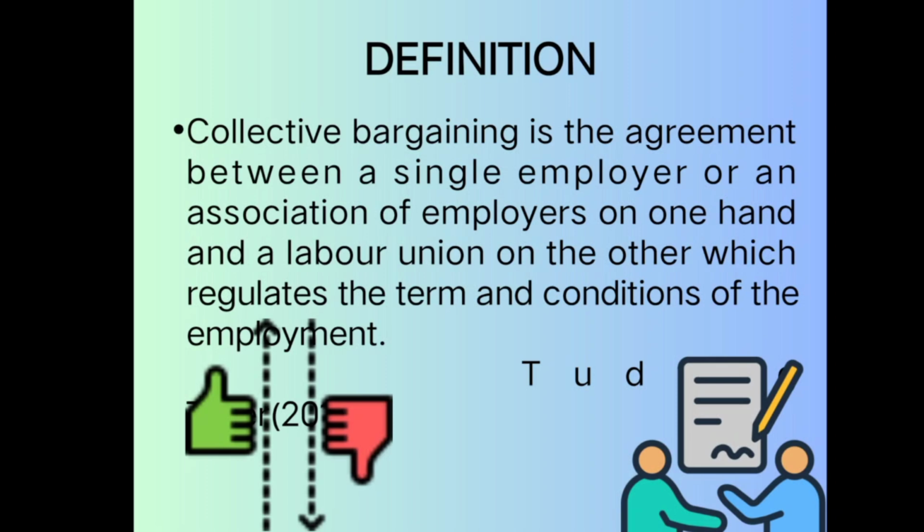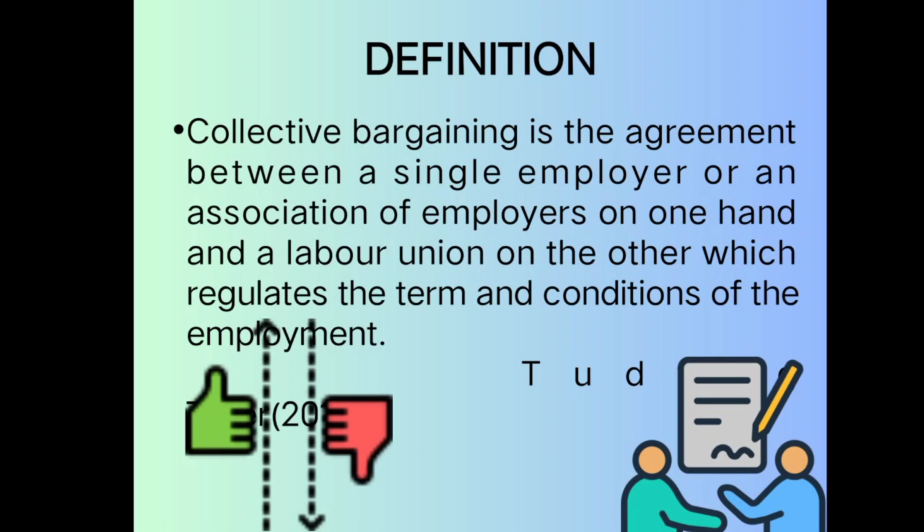So the definition: collective bargaining is the agreement between a single employer or an association of employers on one hand and a labor union on the other, which regulates the terms and conditions of employment. This definition is by Ludwig, 2022.